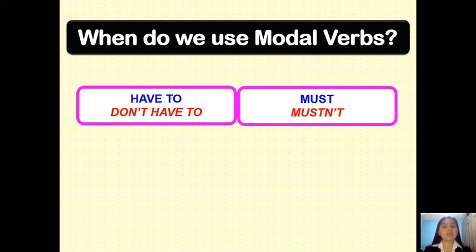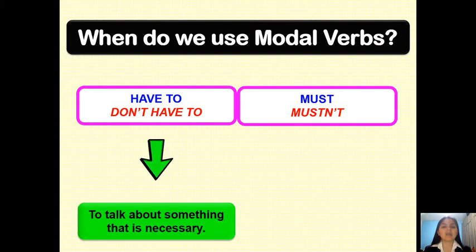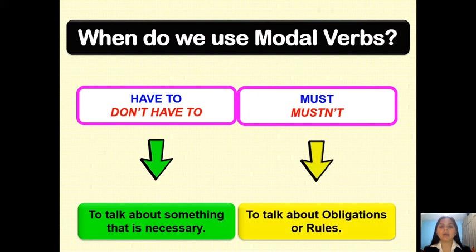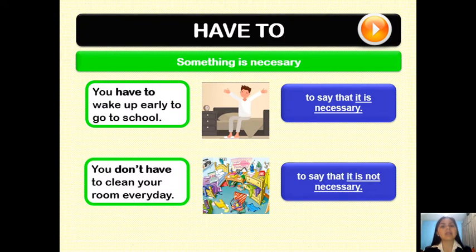Let's start with the first one. Have to. When do we use have to? To talk about something that is necessary, okay? The thing or the action, it is only necessary. It's not an obligation. Let's continue with must. To talk about obligations or rules, right? Now, remember this because we are going to work with the examples, okay? Pay attention. Let's start with have to.